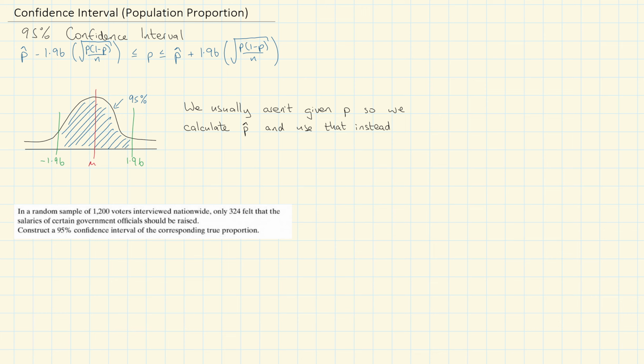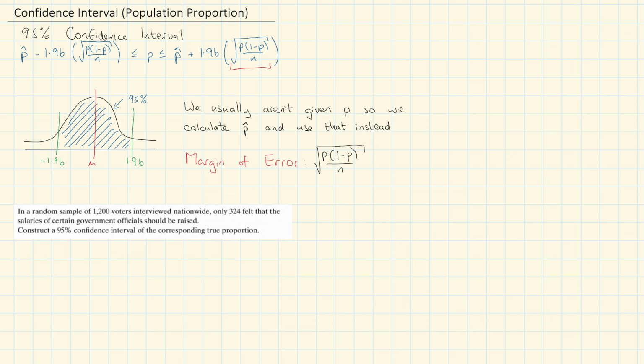Okay, so in this video we are going to look at constructing a 95% confidence interval for a population proportion. So we have a new formula here, like earlier, our margin of error. Just a slightly different formula because it's a population proportion now and not a mean. It is the root of p times 1 minus p all over n.